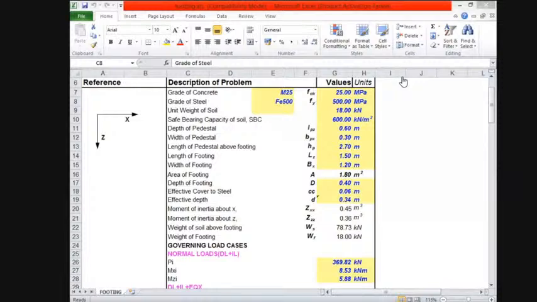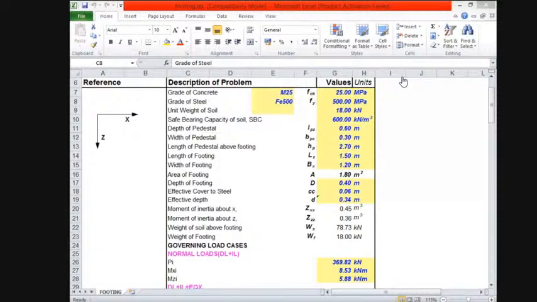Then the next one is the depth of the pedestal and width of the pedestal. The depth of the pedestal is nothing but the size of the column. Suppose you are taking an I section column, it may be ISMB 500, ISMB 225 or ISMB 300. Accordingly, you have to provide a pedestal along the direction of that column.